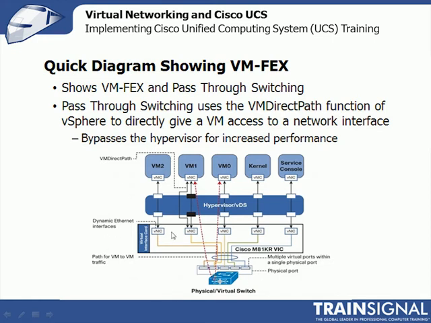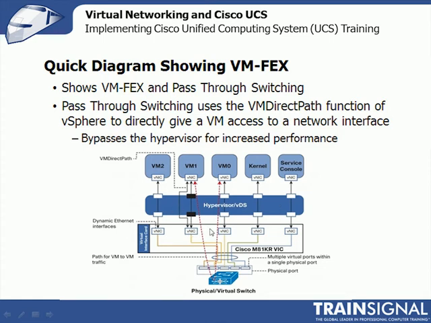This is VMFEX. Pass-through switching is kind of an enhancement. So again, we have a VNIC, but instead of really going through in the hypervisor doing the handoffs of the frames and the emulation of the NIC into the virtual machine, it is pushed straight through the hypervisor using a technology known as VM Direct Path with VMware. So there is no hypervisor involvement.